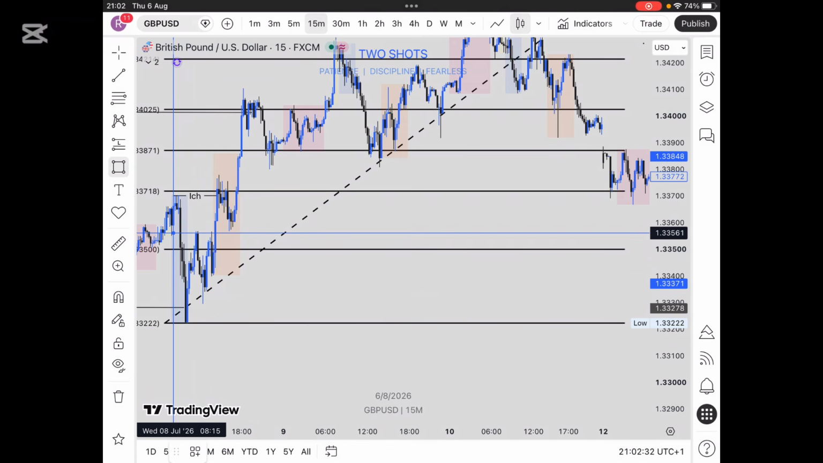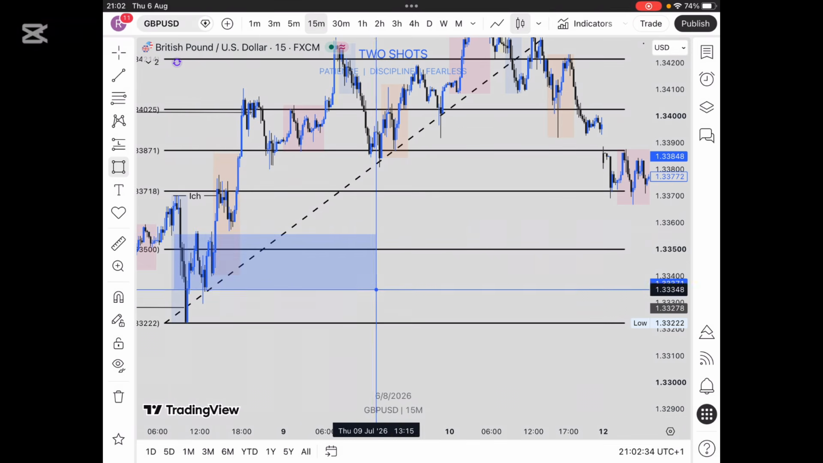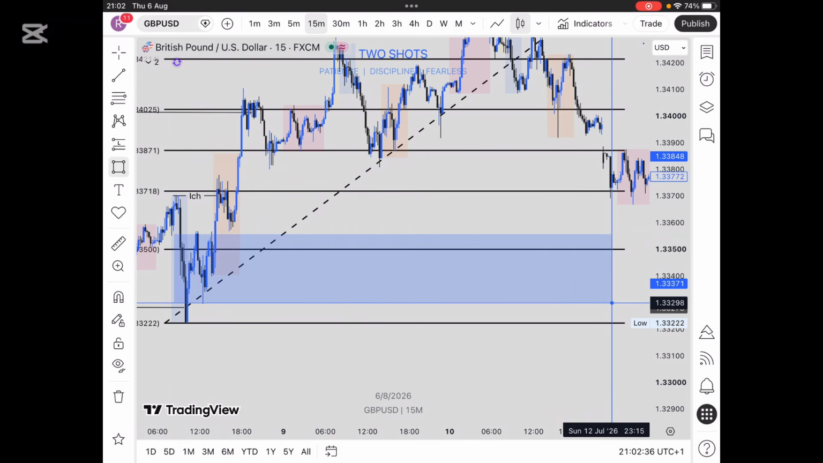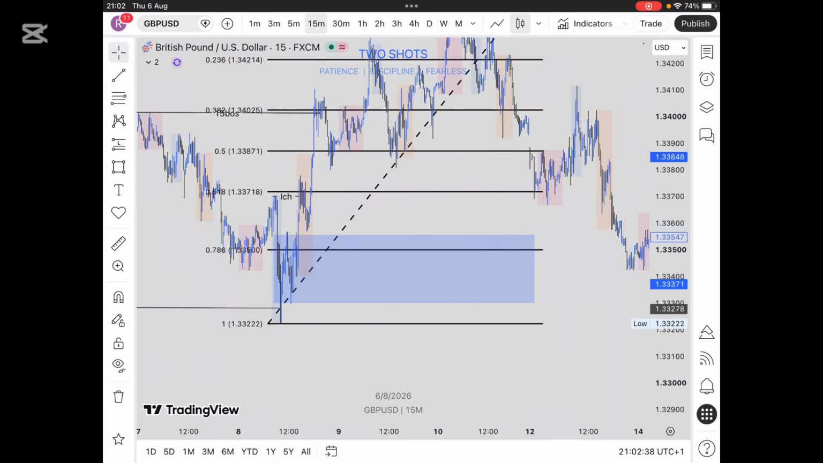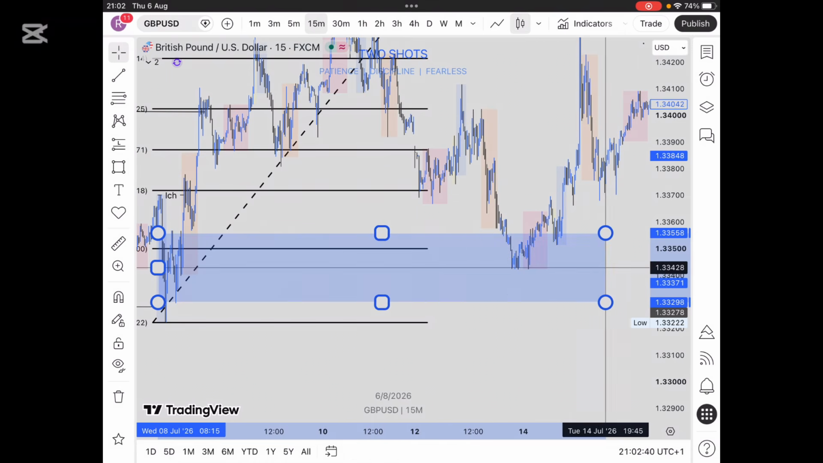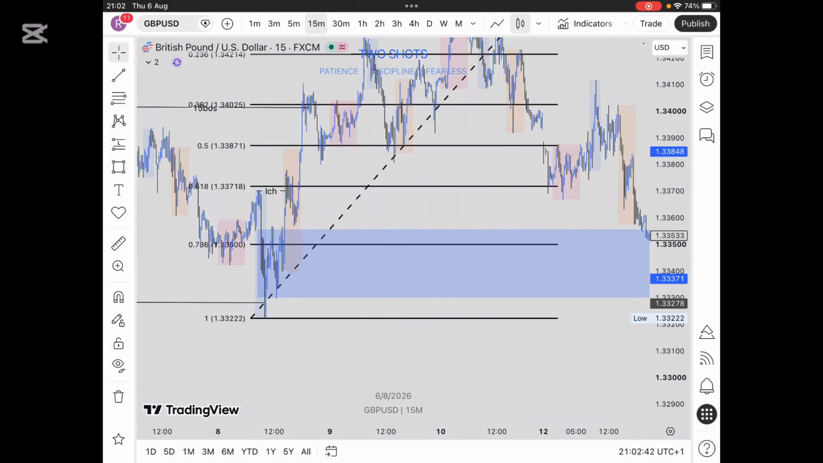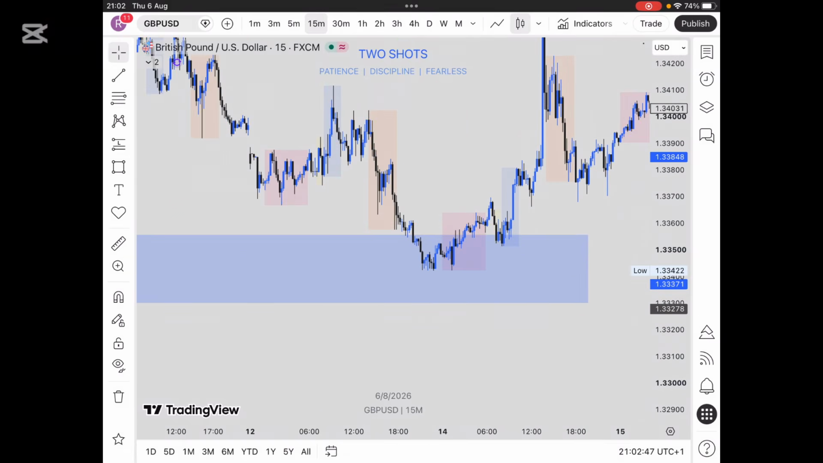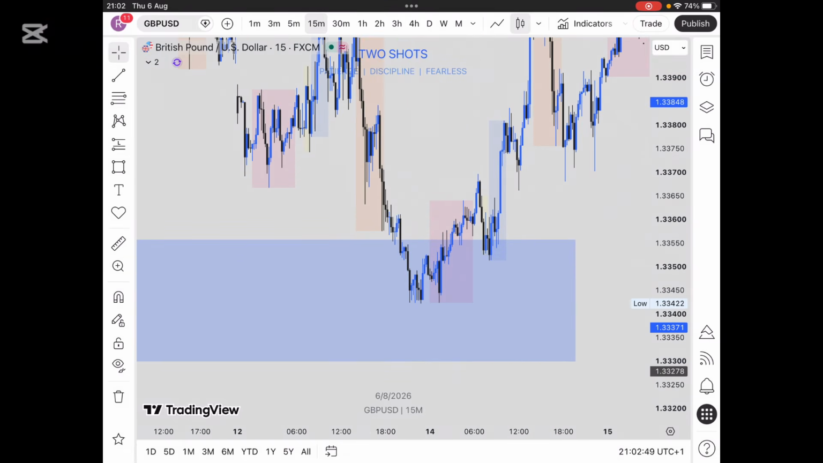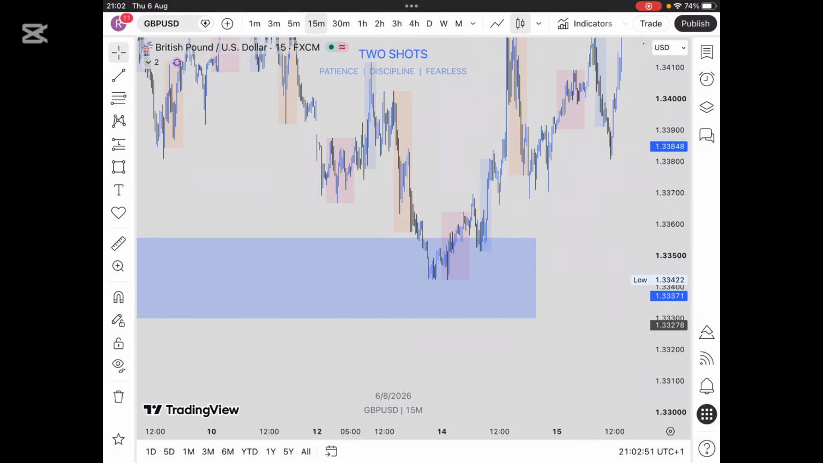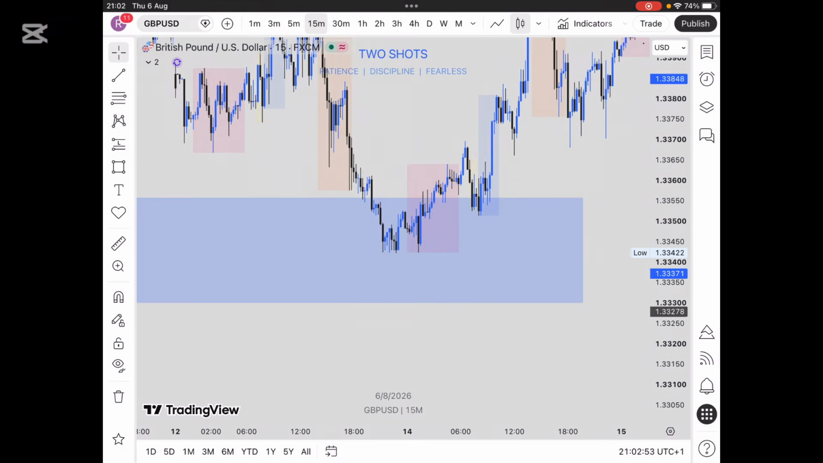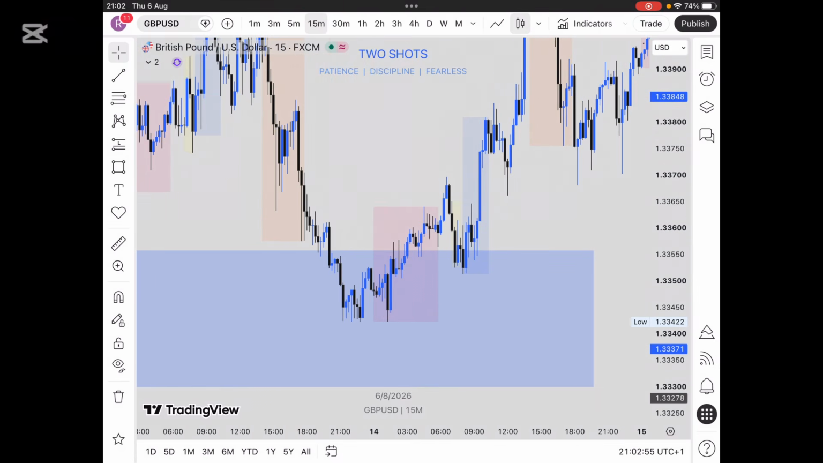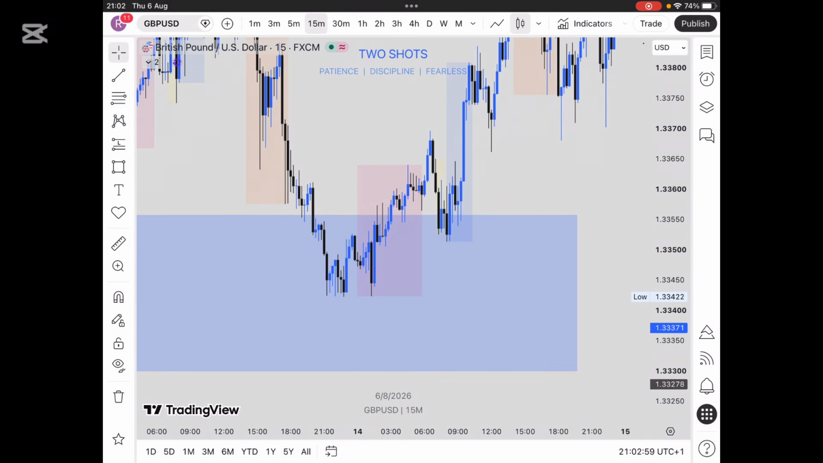The whole of this is a POI. This is a POI. All of this level is a POI. So this level is a POI, and luckily for us, that is where price came to react from. So when price gets into our POI, like I always say, you just need to see an internal shift in the momentum of the market for you to get involved in the trade.